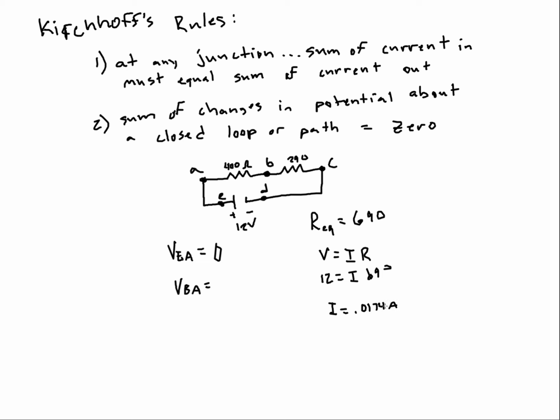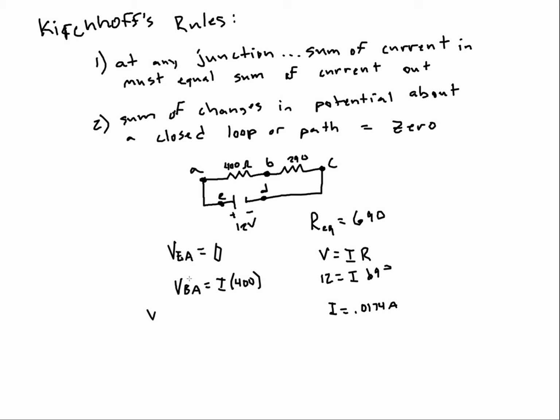So I equals 0.0174 amps. I want to stress, when resistors are in series and you figure out the current, that means that each of those resistors are experiencing that current. In other words, this resistor is drawing 0.0174 amps, and this resistor is also drawing 0.0174 amps. So what I can do is figure out, okay, what's the voltage drop from B to A? And so if I do that, I get VBA equals my I times my resistance, which is 400.